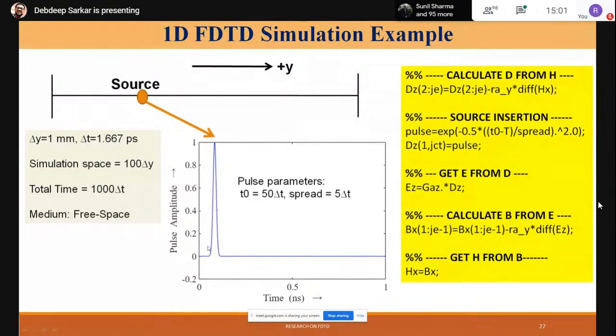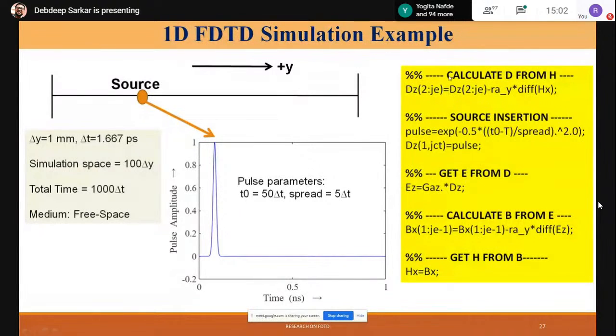Here it is a simple Gaussian excitation. Its expression is exponential of minus, t minus t naught upon sigma, with both quantities squared. I choose certain pulse parameters and consider this as a very simple free space. Believe it or not, this is the simple code snippet, and it has to run from the first time step to the 1000th time step.